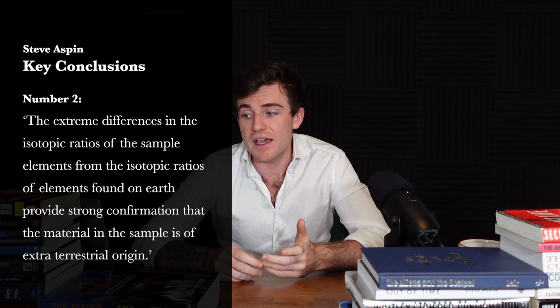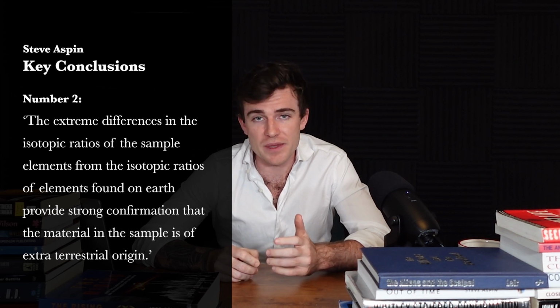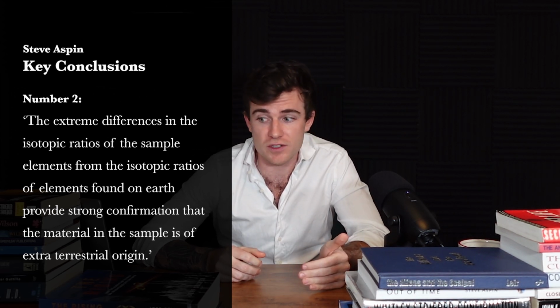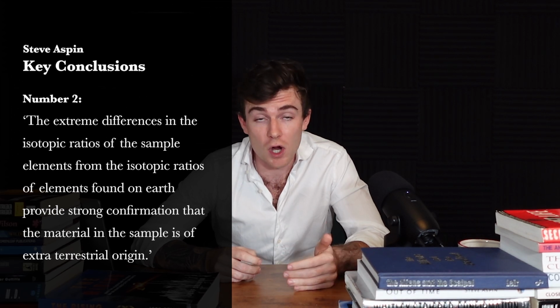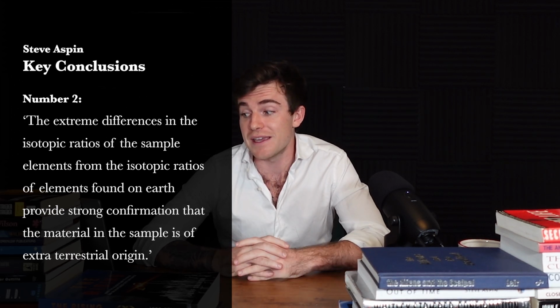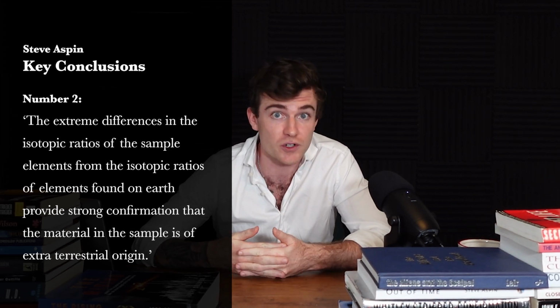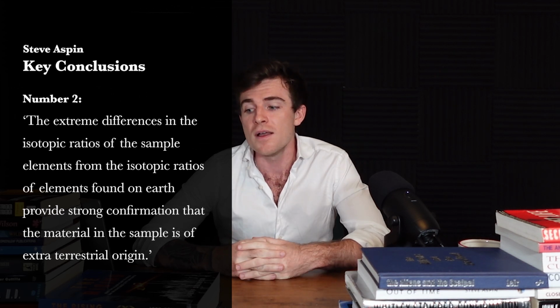Second conclusion was that the extreme differences in the isotopic ratios of the sample elements from the normal Earth isotopic ratios provide strong confirmation that the material in the sample was manufactured in an extraterrestrial environment. And finally, many factors strongly indicate that this was a manufactured nanotechnological device which was inserted into patient Smith for a definite purpose. So they're combining the encounter history with the function of the implant itself.